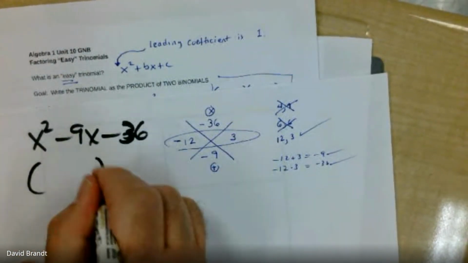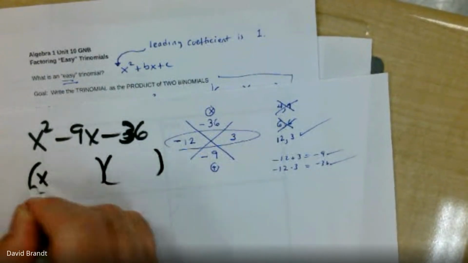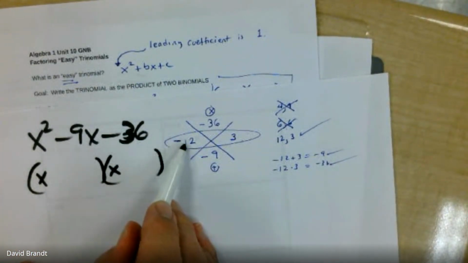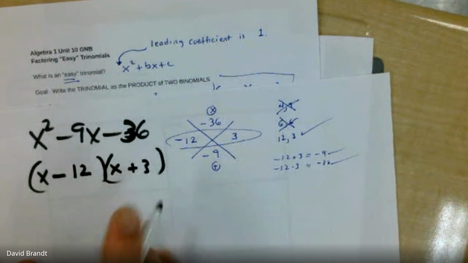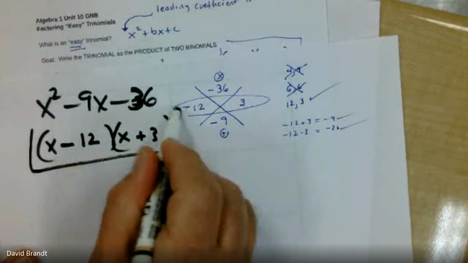You're going to write two binomials like this. You're going to put x and x. The first number is a negative 12. The second number is a positive 3. By the way, that's correct.